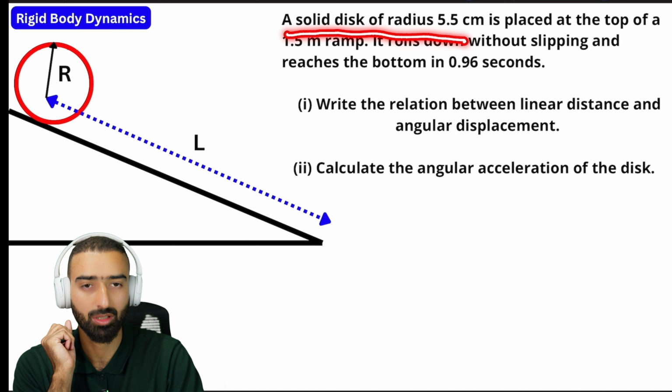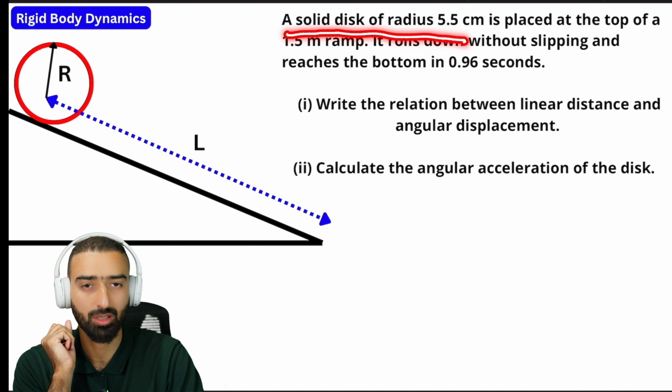Now all we have to do is plug in the values of L, r, and t. All of them are given. Let's plug in the values. We have 2 times 1.5 divided by 0.05 times 0.96 squared. Time to use our calculator, which gives us a value of about 65.1 radians per second squared. So that's all for the second part.